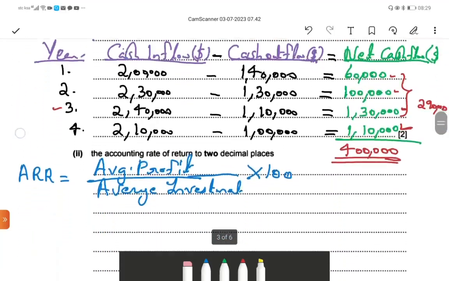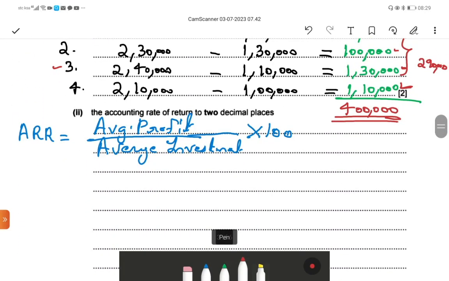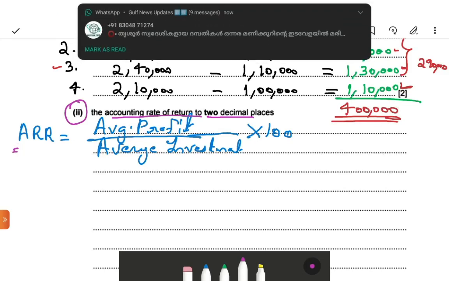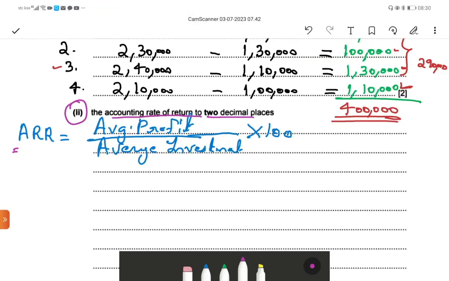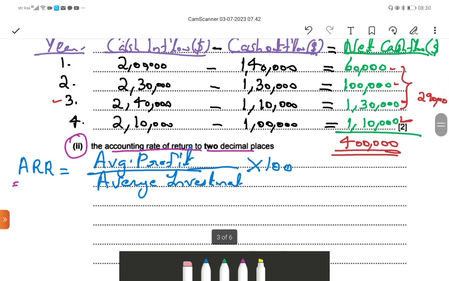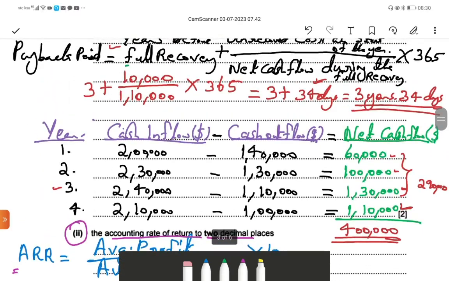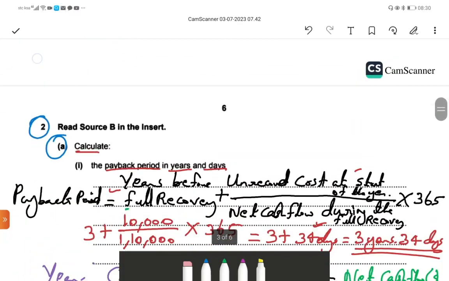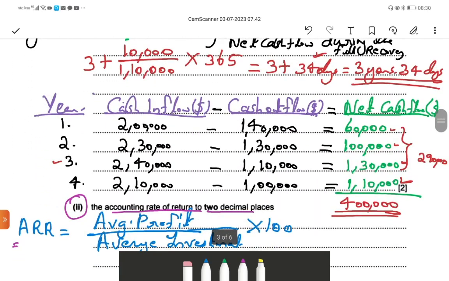Next question. Question number 2B: calculate the accounting rate of return to 2 decimal places. So accounting rate of return, ARR, is equal to average profit divided by average investment, multiplied by 100. So we have to check the average profit. How much was our profit?